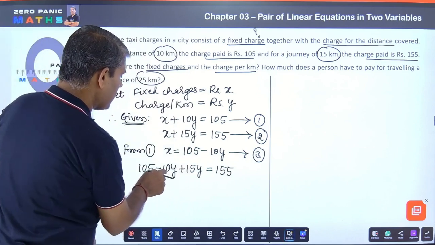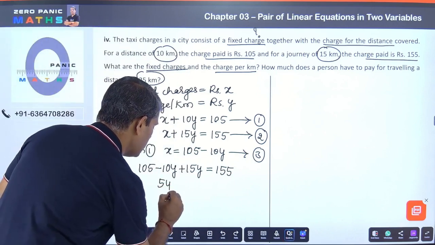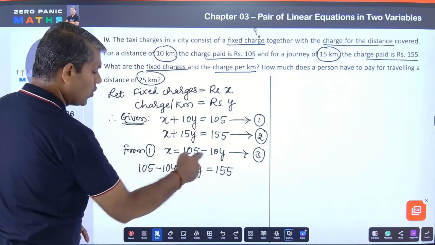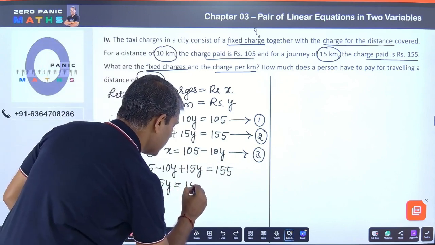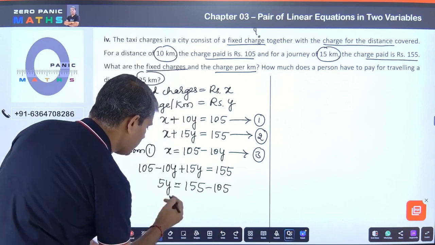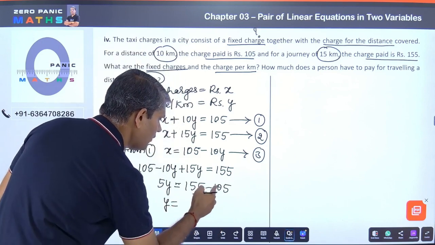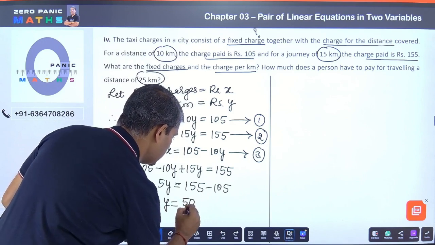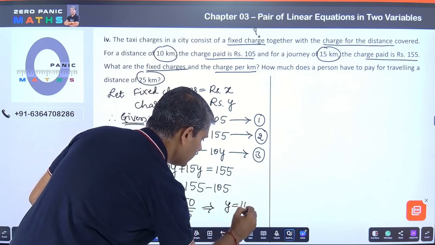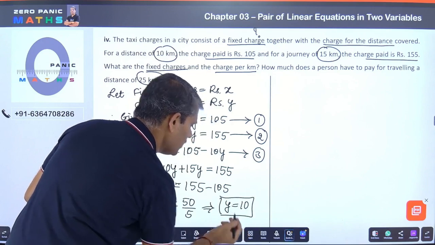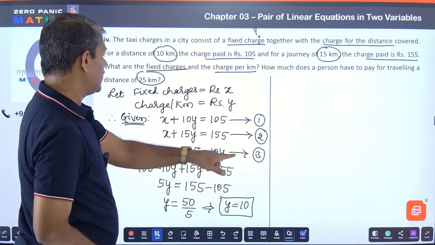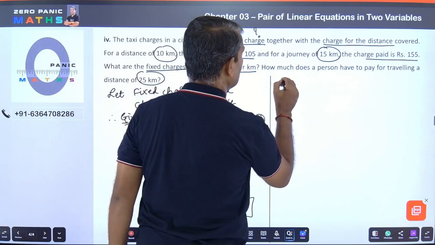15y minus 10y, that is 5y, is equal to 155 minus 105. Let me write that, let us not create any confusion. Finally we can say y is equal to 155 minus 105, which is 50, divided by 5. So what is y? Y value is 10, right? Substitute the y value in any of these equations. Equation 3, let us substitute that into equation 3.